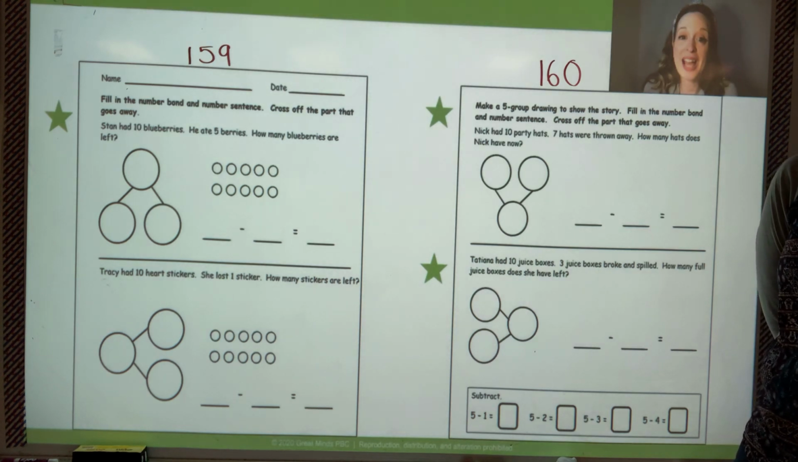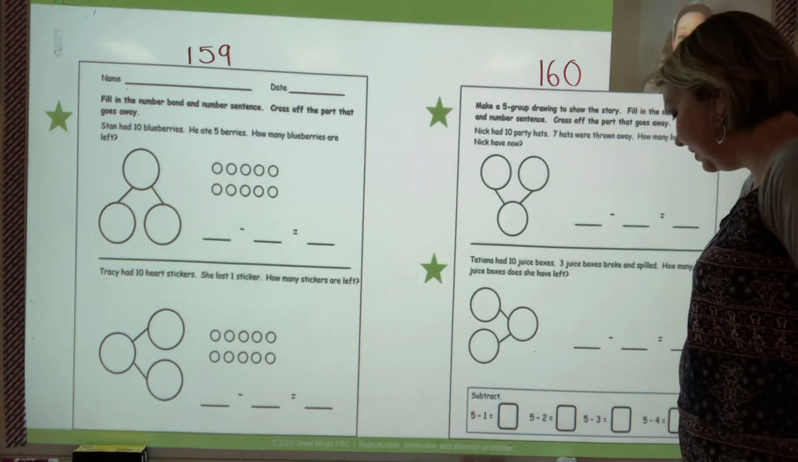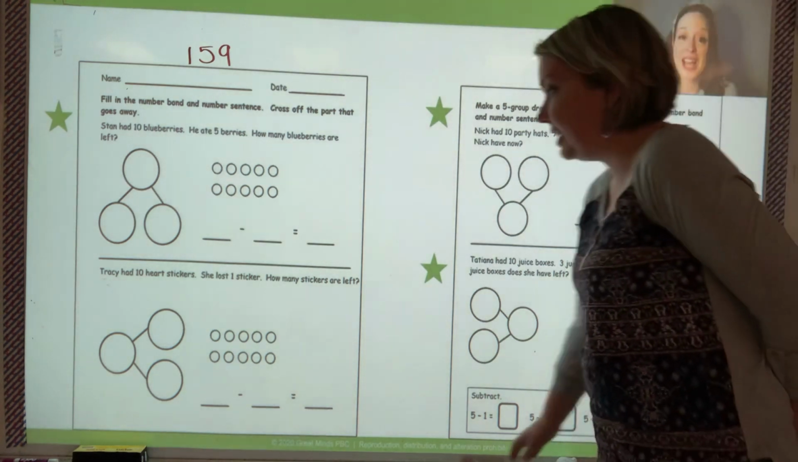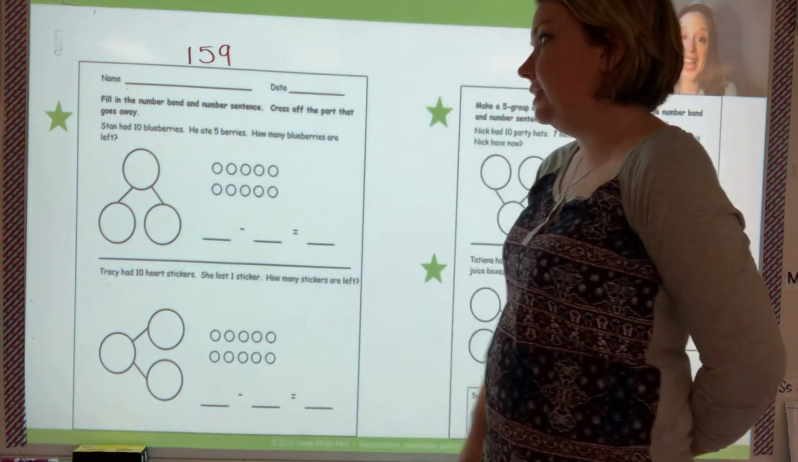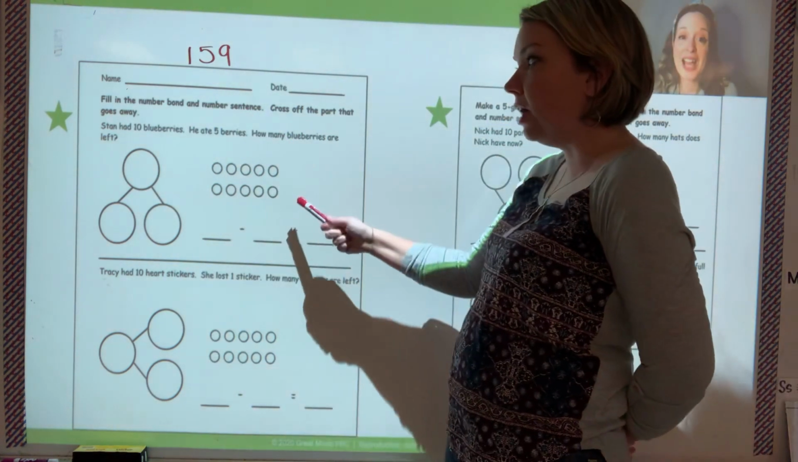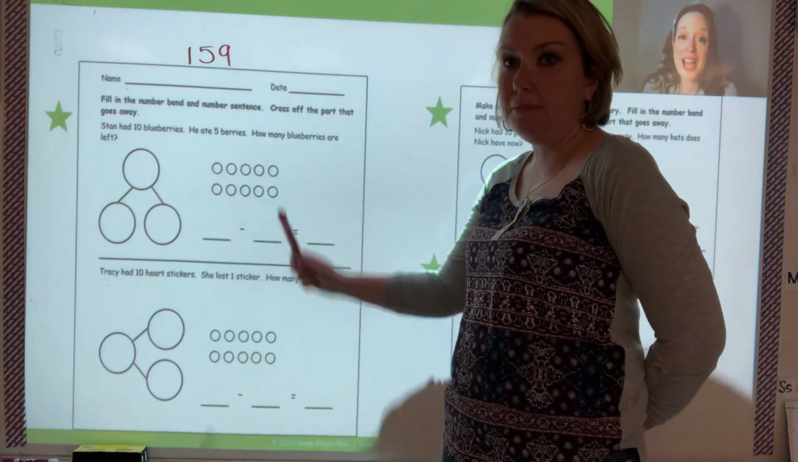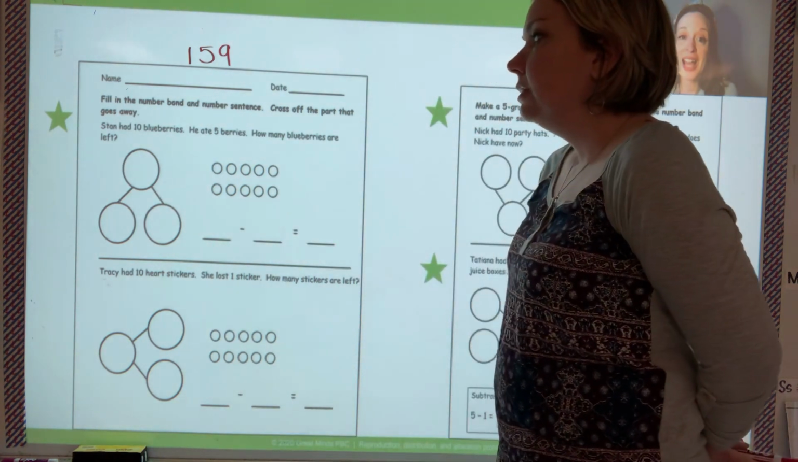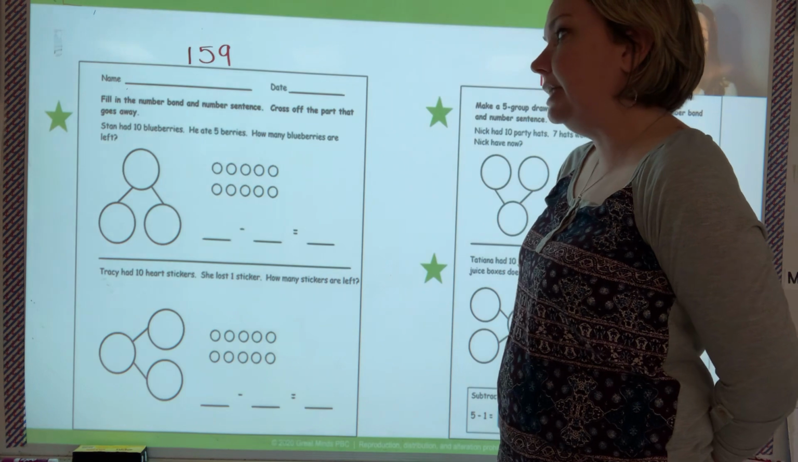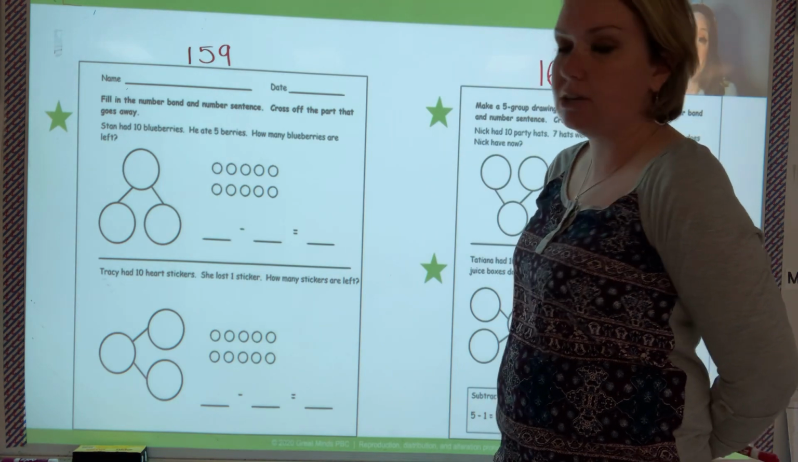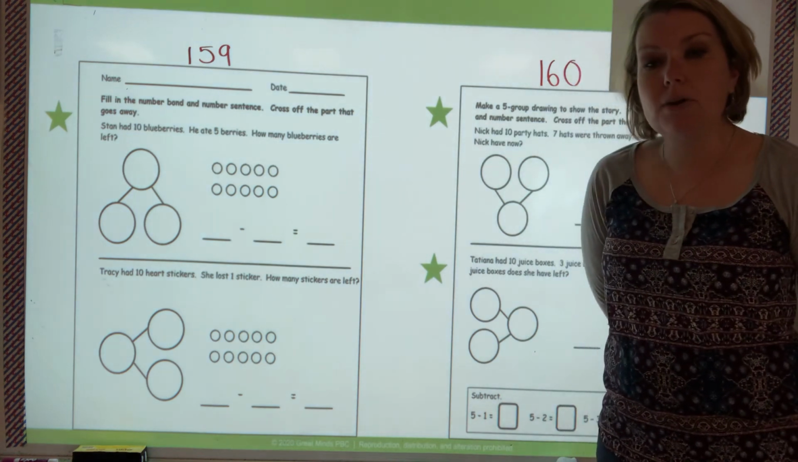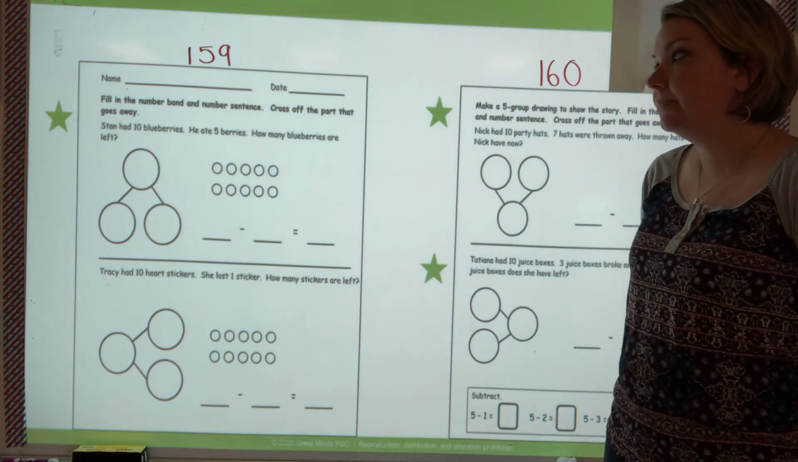Okay. All right, we'll begin here. Our story says, fill in the number bond and number sentence. Cross off the part that goes away in the picture. Stan had 10 blueberries. He ate 5 blueberries. How many blueberries are left? Let's take it one sentence at a time.